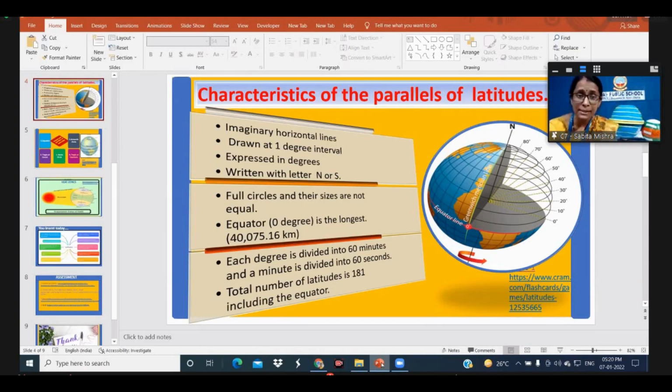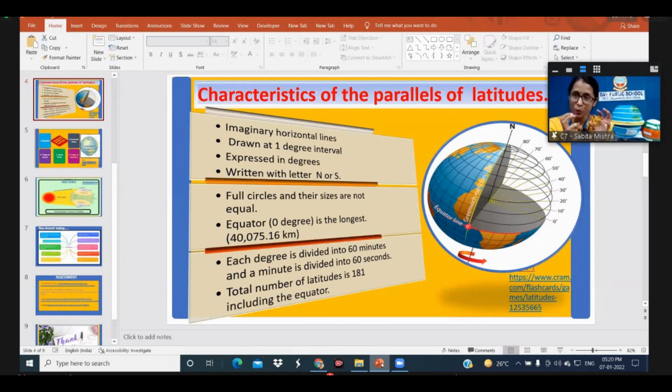All these are circles, and each degree is divided into 60 minutes, and each minute is divided into 60 seconds. Why? To give the precise location, the exact location of a place. Think of India. India is located latitudinally from 8 degrees 4 minutes to 37 degrees 6 minutes north. So N will be used there, and here minute is used. So many places are expressed with degrees, minutes, and seconds. I hope all of you are able to understand the characteristics of these parallels of latitude.